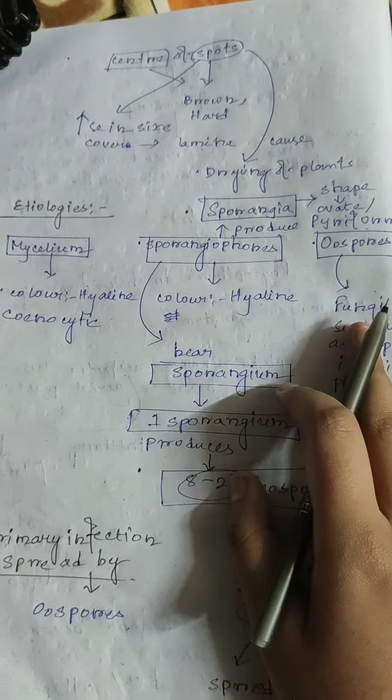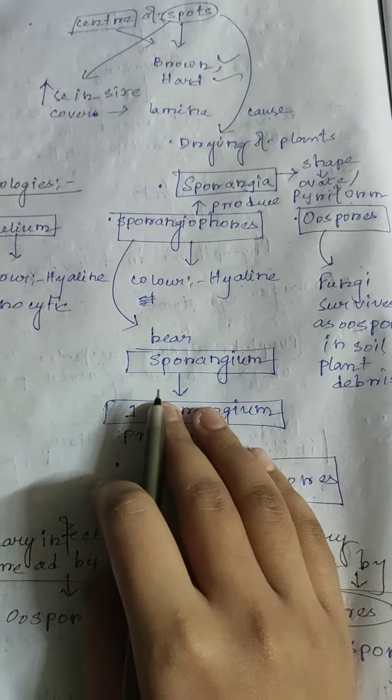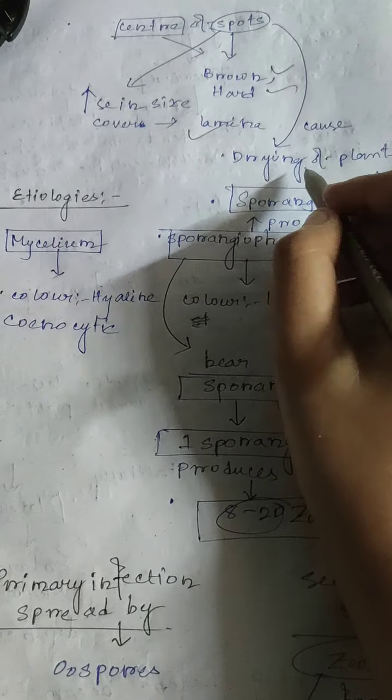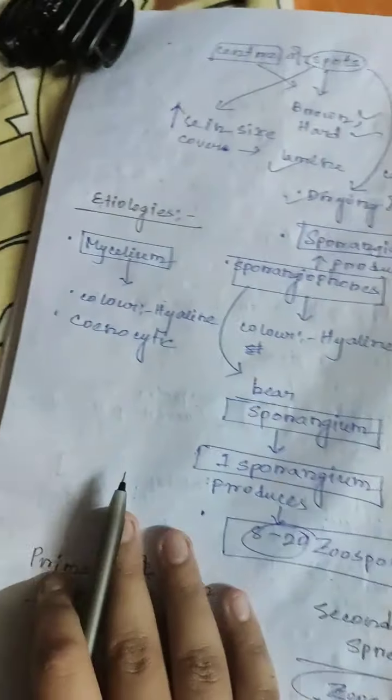The centers of the spots are brown and hard. These spots increase in size and cover the lamina. These spots can cause drying of plants.